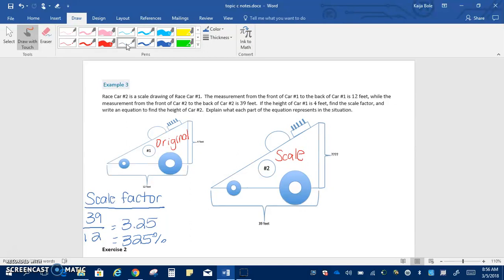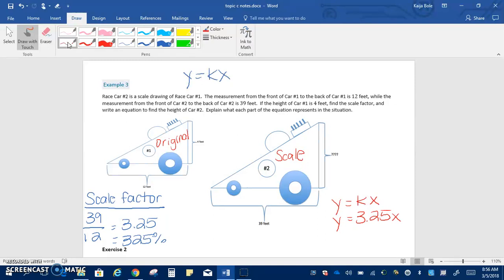Alright, so what we want to do is write an equation. So remember, scale factors are k, and we always said that our equations were y equals kx. So that means it's going to be the same thing here. Our equation is going to be y equals kx, and k is 3.25, so y equals 3.25x.